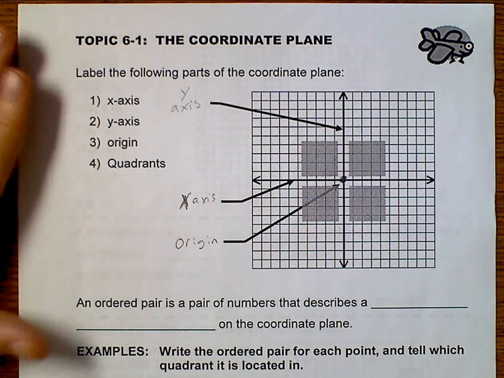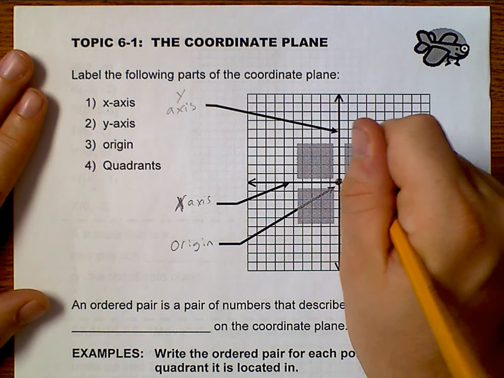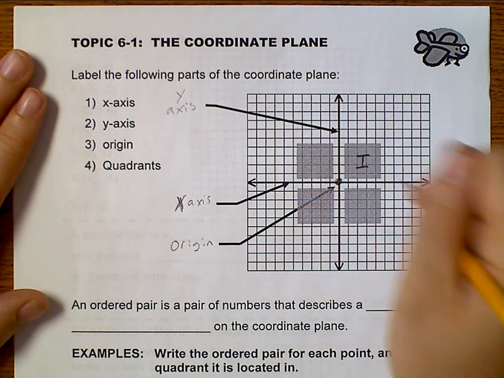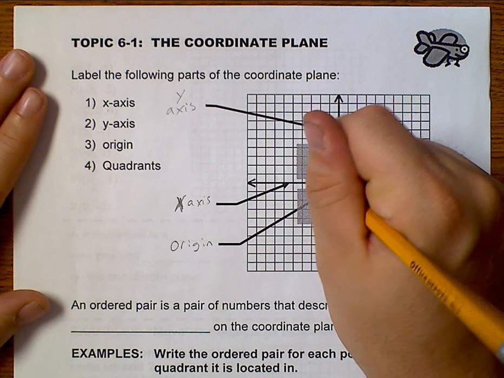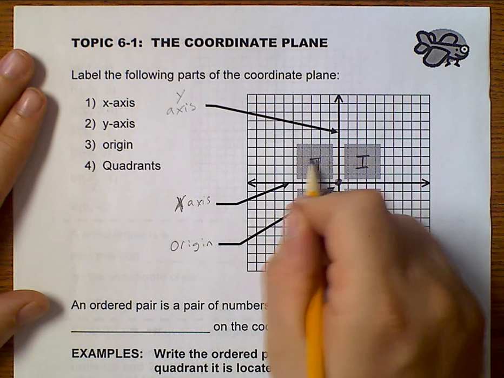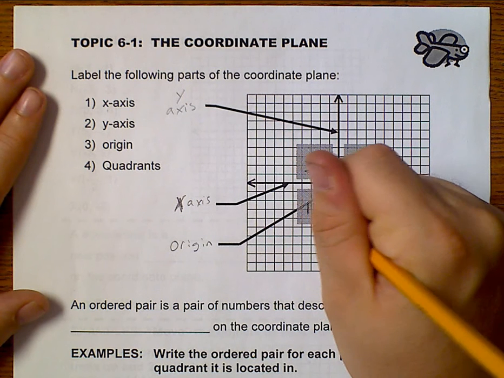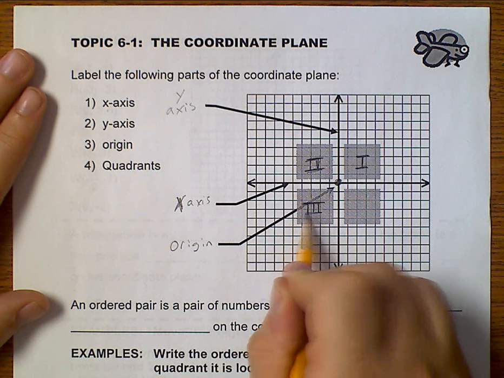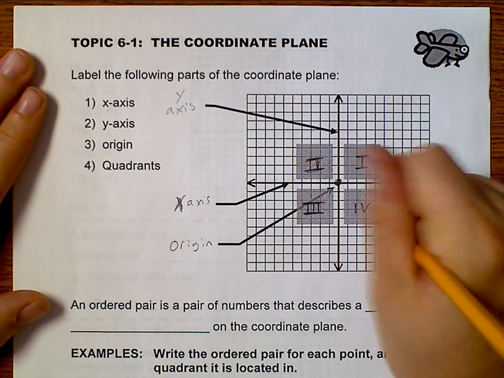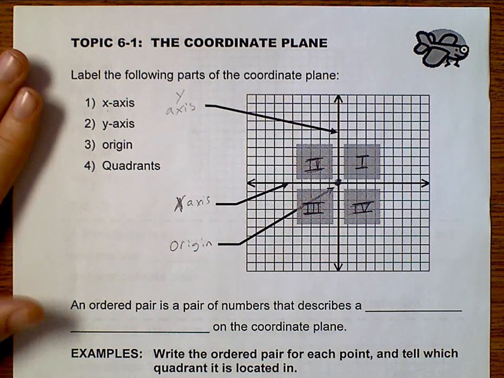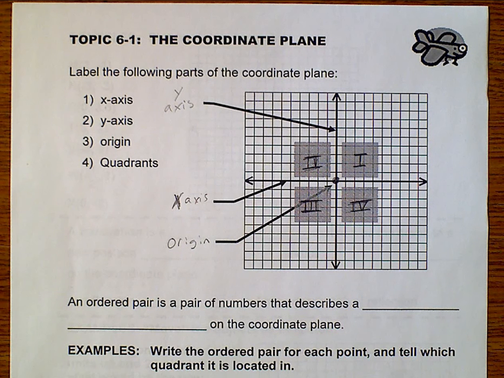And then we have quadrants, and we have 1, 2, 3, 4 quadrants, and they're labeled going counterclockwise in numerical order. Positive, positive is 1, then we're going to go counterclockwise. That would be 2. That would be 3. And that would be 4, using Roman numerals, 1, 2, 3, and 4. Now, that's just the basics of a coordinate plane.